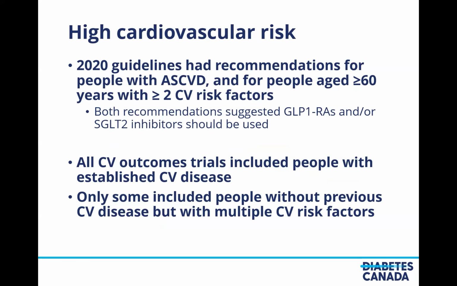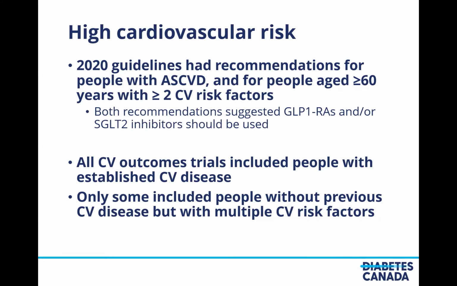So in the 2020 guidelines, there were separate recommendations for people with established atherosclerotic cardiovascular disease, in other words, secondary prevention of cardiovascular disease, and for people who didn't have any established cardiovascular disease, but who were aged at least 60 and had 2 or more other cardiovascular risk factors, in other words, a primary prevention group.